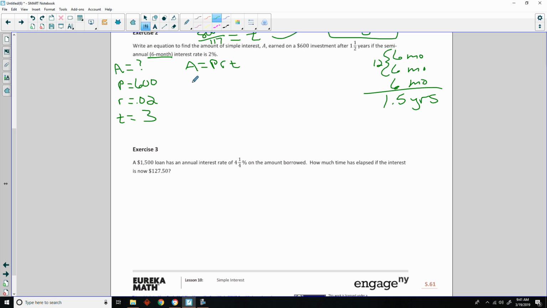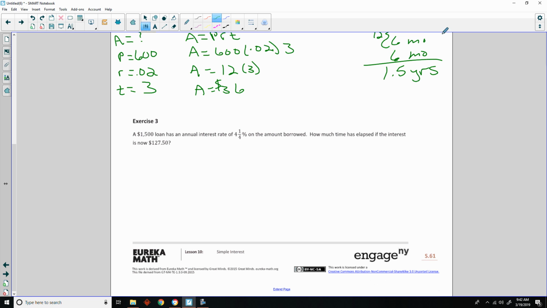All right, so now we finish. A equals P times R times T. So A equals 6 times 2 is 12. 100 moves a decimal 2 places to the right. So it's 12 times 3, or 36. So the amount of interest earned after a year and a half at 2% on $600 is $36.